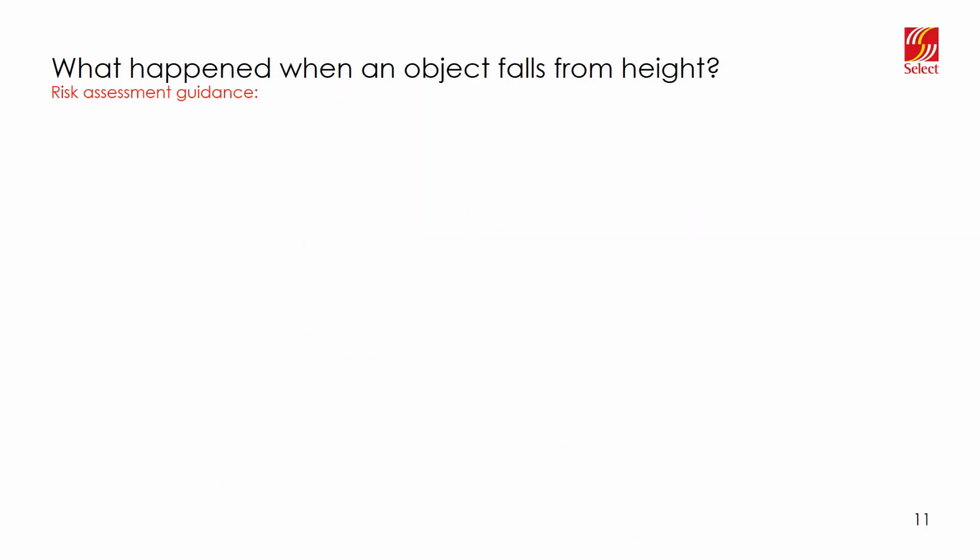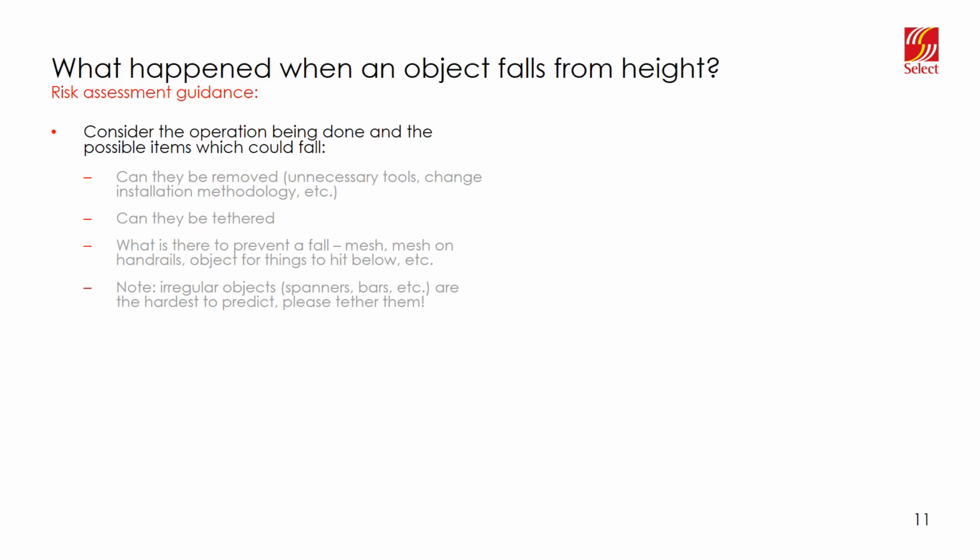So here's some guidance on preparing your risk assessment. Firstly, consider what work is being done and what items could fall. Can they be removed? Don't take up unnecessary tools with you. Change the method of installation. Try and make sure all the same size bolts are used all over the machine. Things like that, to limit what goes up there in the first place.